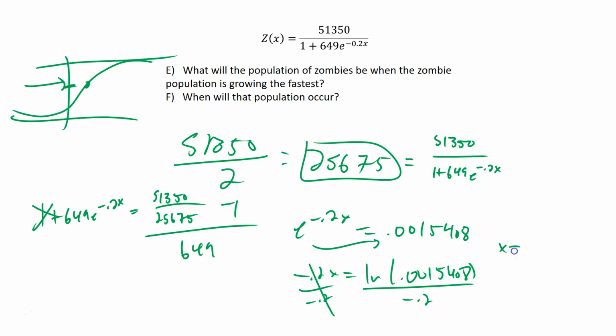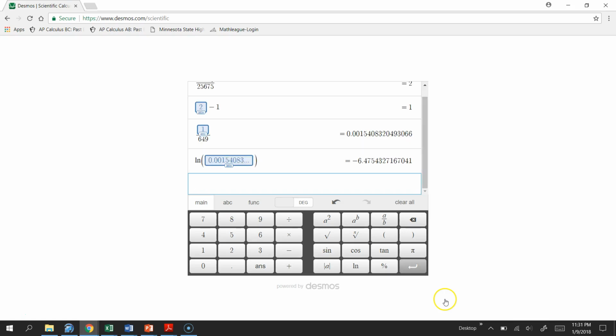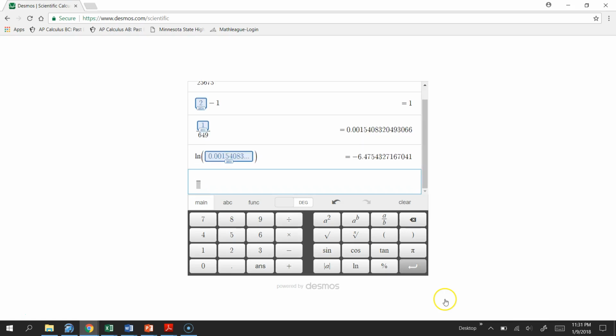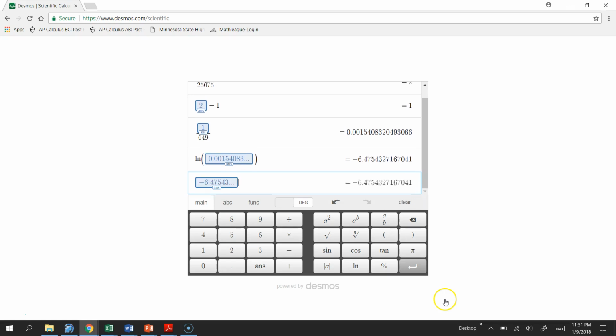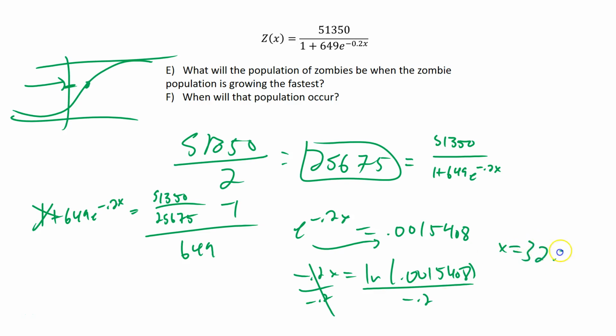Okay, so let's see how many days it is. Should be less than our last answer, right? Because we have fewer than 40,000. So we do natural log of our answer there, and then we divide by negative 0.2. Answer divided by negative 0.2. 32.37 days. So just over a month is when zombies are growing the fastest.